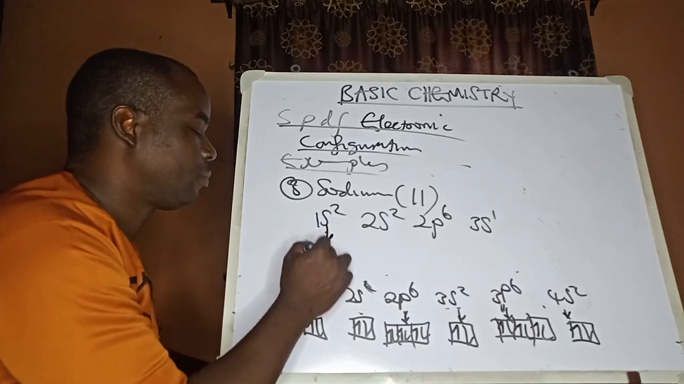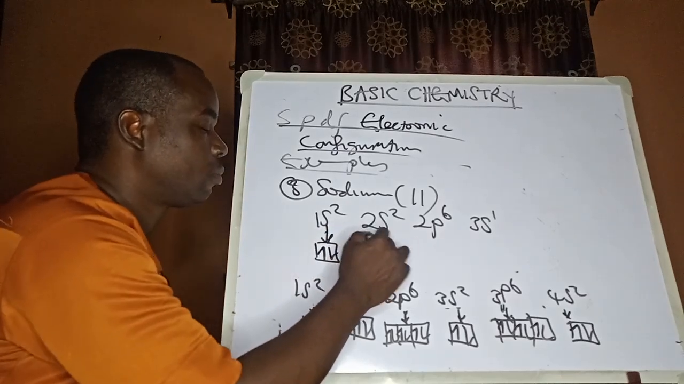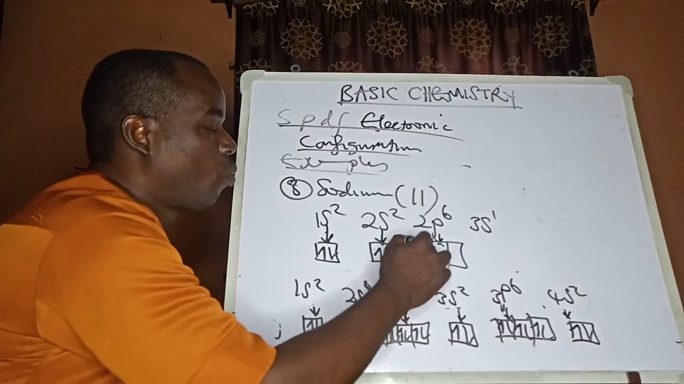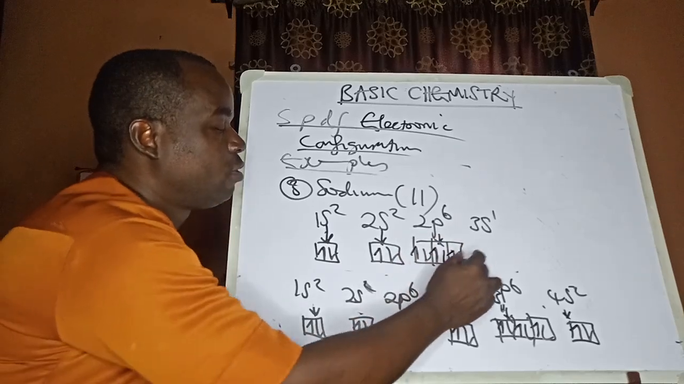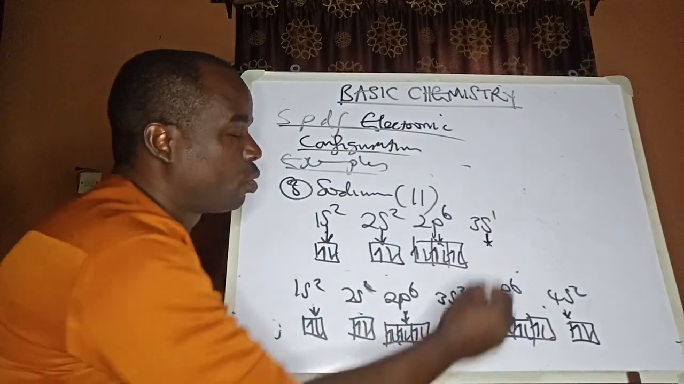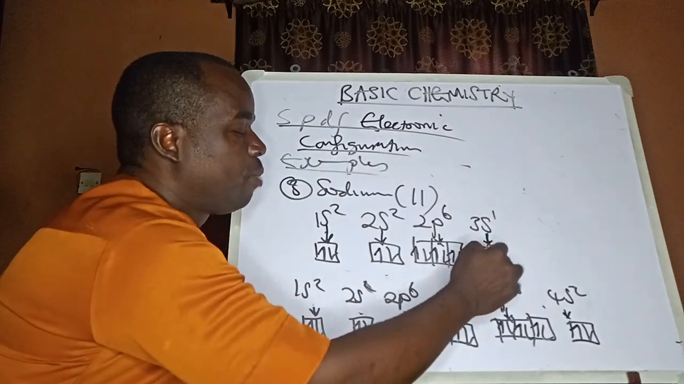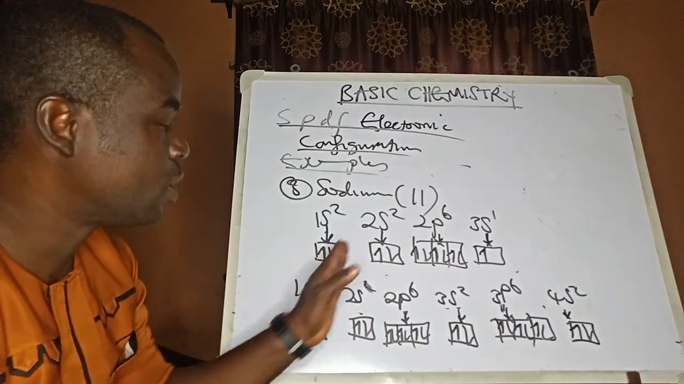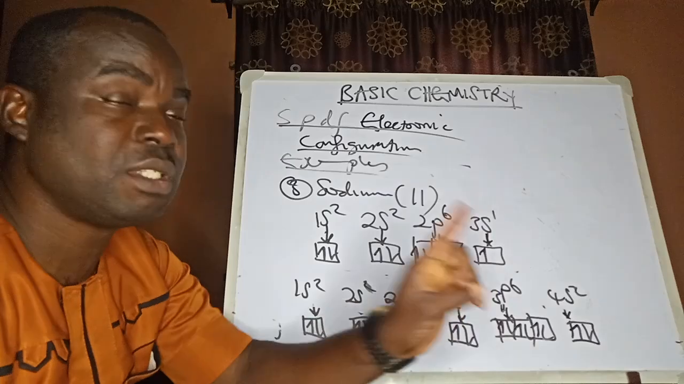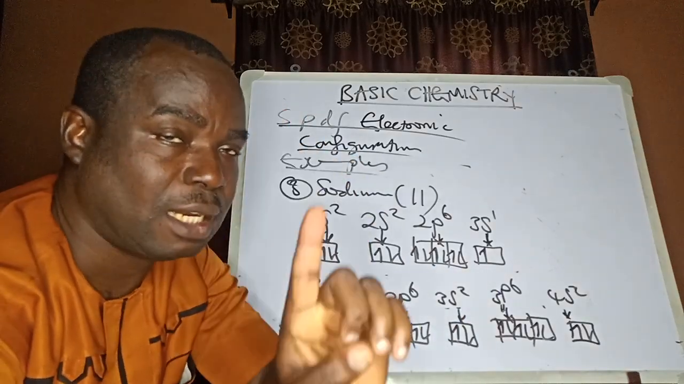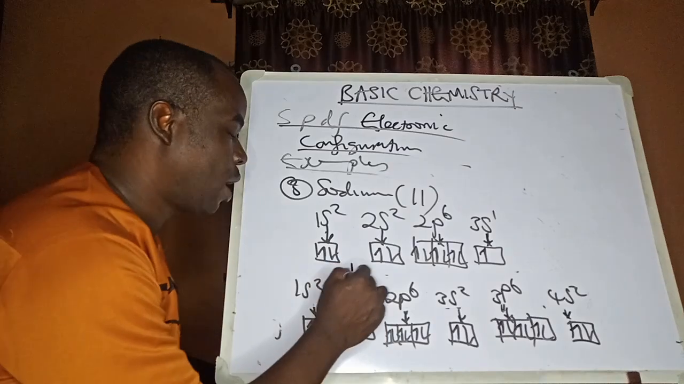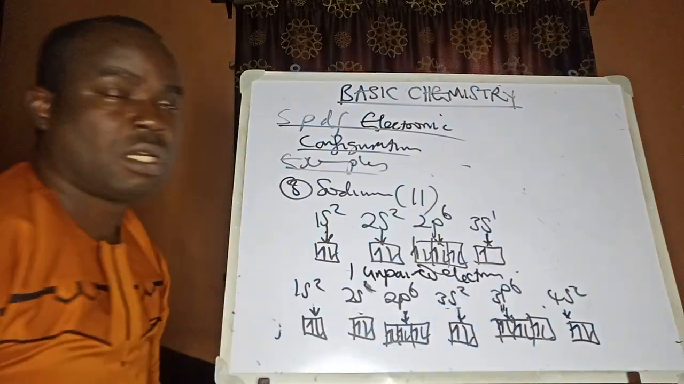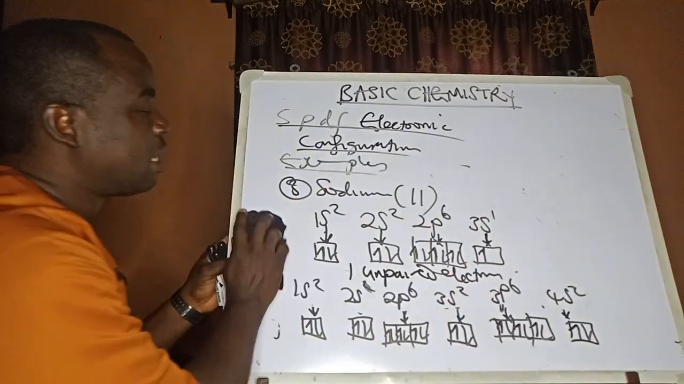So we have 1, 2, 1, 2, 1, 2, 3, 4, 5, 6. You know that this one has only 1 box, so it's like this. Because it has just 1, so I put only 1. How many unpaired electrons does he have? All these ones are paired. The only one that is single is this one. So it means that sodium has 1 unpaired electron. Do you understand it? Okay, so one more example, then we'll round it off.